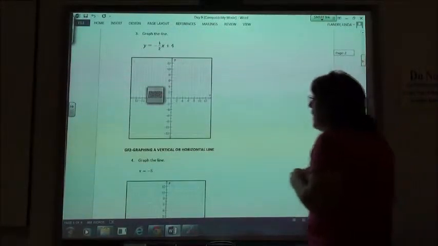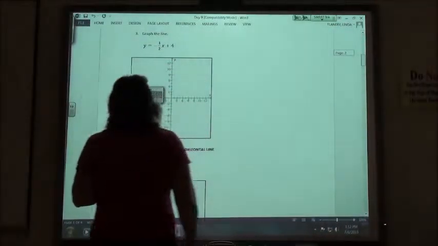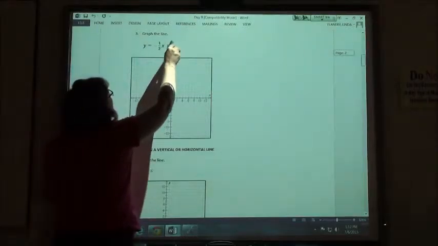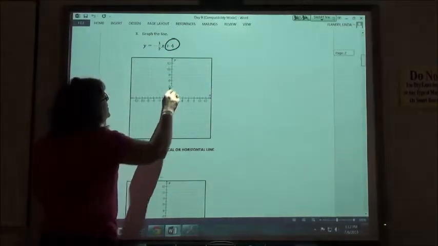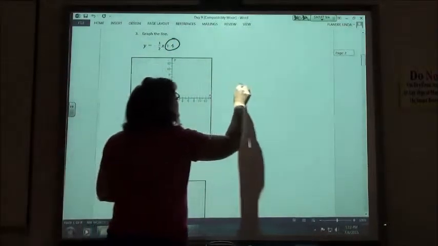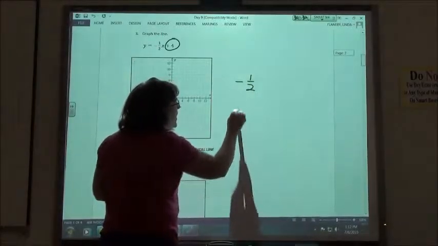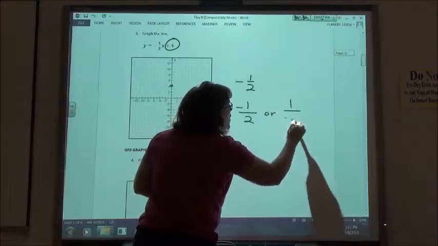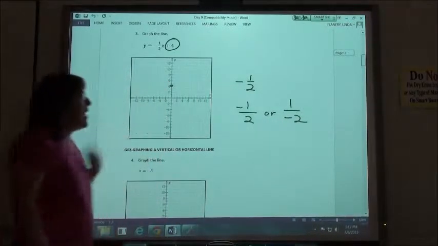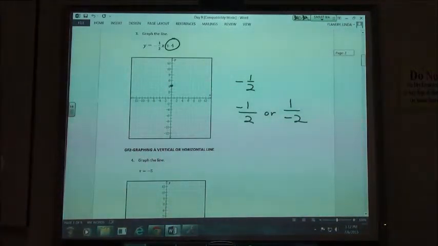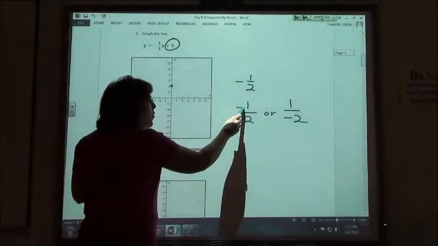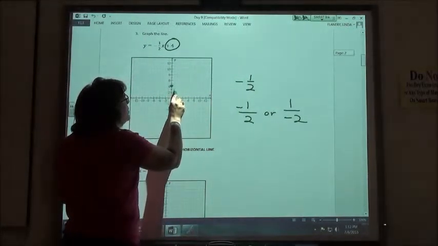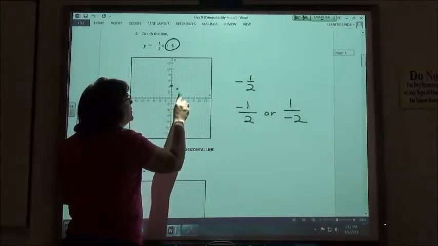The third one then, I'm going to graph y equals -1/2 x plus 4. Again, if I look at that, my y-intercept is at +4. My slope is a -1/2, which means I could write it as -1 over 2 or a +1 over a -2. My negative's either on the top or the bottom, not both. So if I do this one, I would go down 1 and 2 to the right. Down 1, 2 to the right.